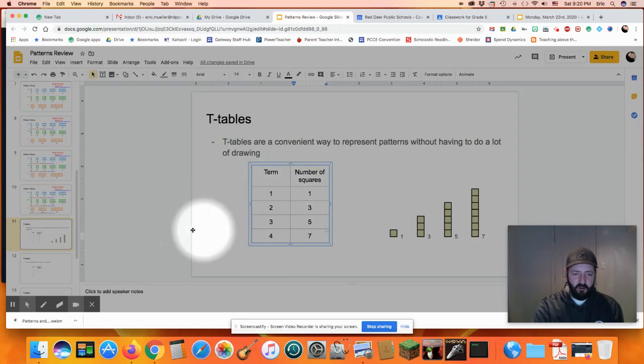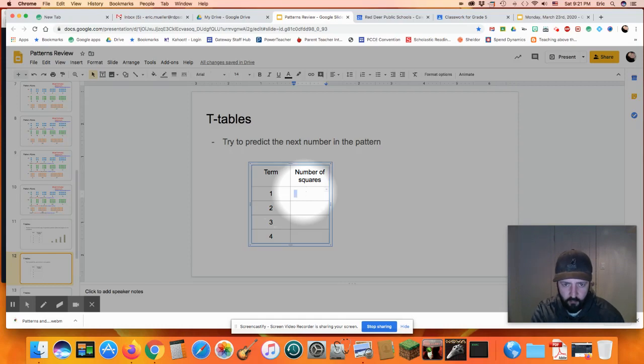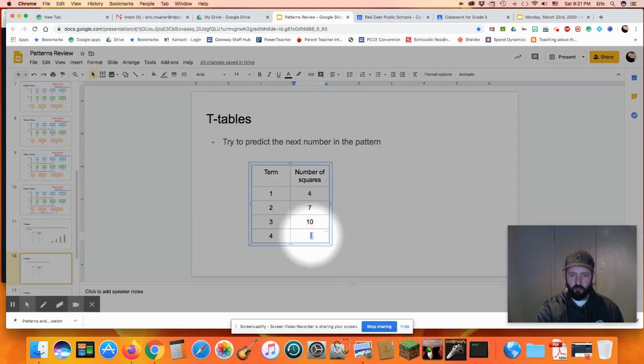So if I move on to the next slide here, this t-table, let me give you a pattern that we can work with. I'll just type in a few numbers here, 4, 7, 10. And maybe just for formatting here, let's center those. Okay, so having a look at that pattern that I just gave you, do you think you could use the pattern rule to figure out which number I'm missing right here? I'll give you a few seconds.